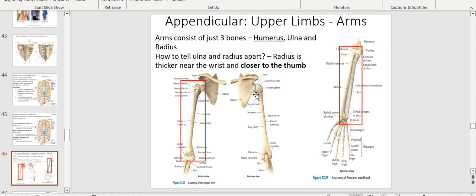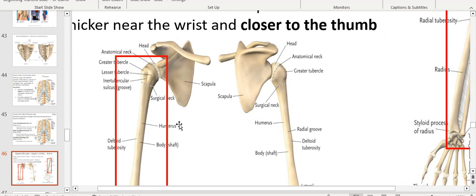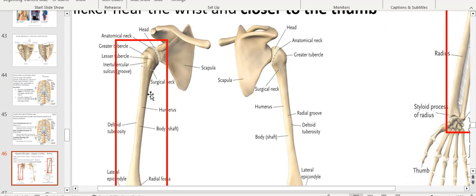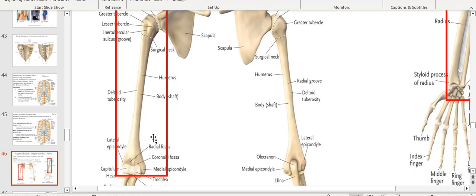Maybe it's more visible here. I'll zoom in a little bit. And yeah, that's your humerus. Okay, there's a lot more going on here. I'm not interested in deltoid tuberosity, lateral epicondyle, even though they are cool stuff. All right, moving on down into the forearm.